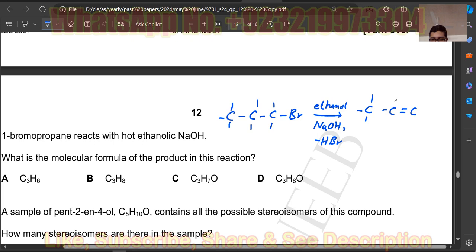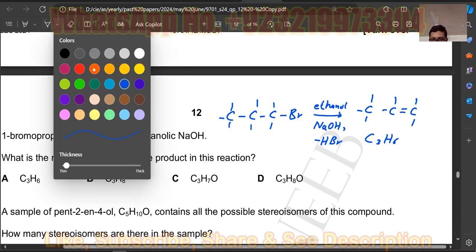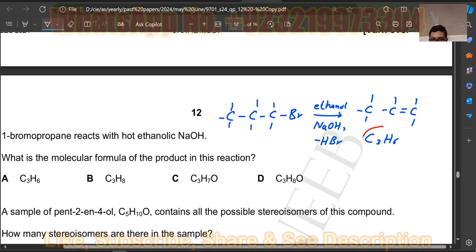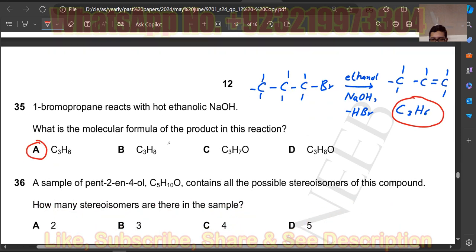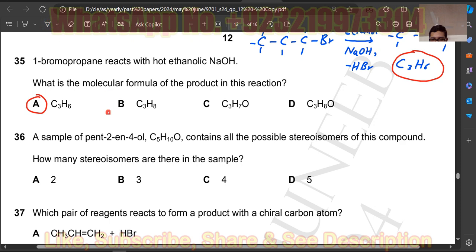This is the carbon-carbon double bond. Now you can simply check that there are 3 carbon atoms, and in total there are 6 hydrogen atoms. So that's the formula of the compound obtained as a result of this reaction, C3H6, and this is option A, C3H6. Now question number 36. A sample of pent-2-ene-4-ol, with this formula, contains all the possible stereoisomers of this compound. How many stereoisomers are there in this sample?